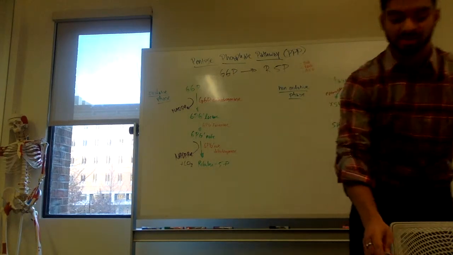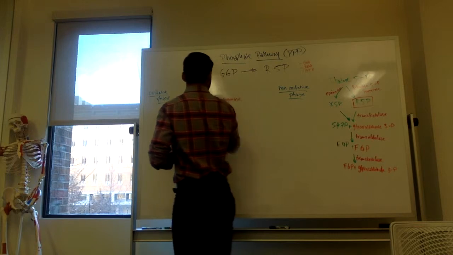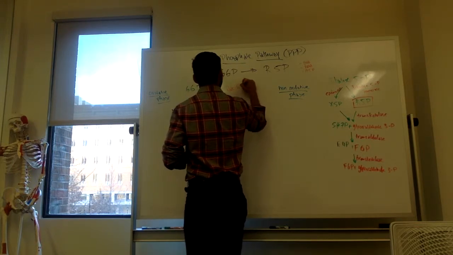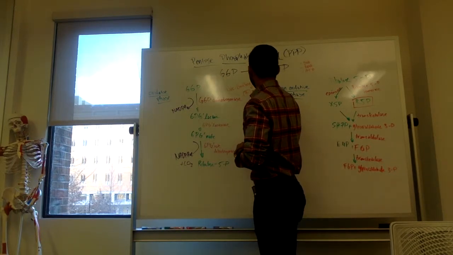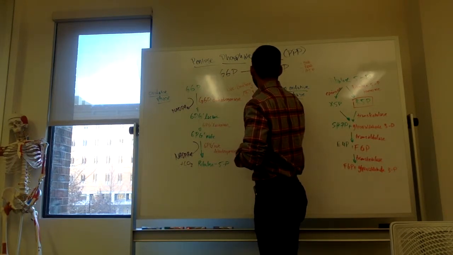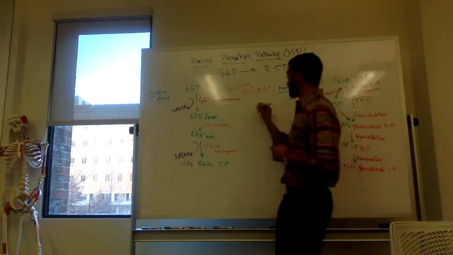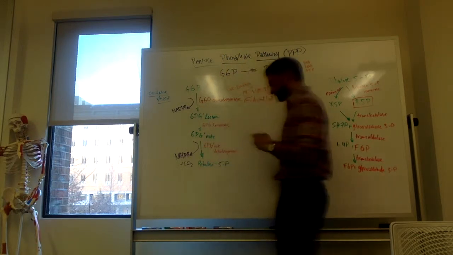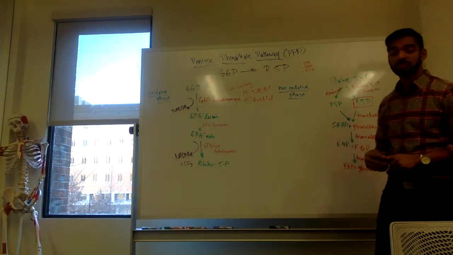That's our rate-limiting enzyme, and it's allosterically regulated. So this is, first of all, rate-limiting. It's stimulated by the presence of NADP+. It's inhibited by the presence of acetyl-CoA. All right? And that is the triple P pathway.